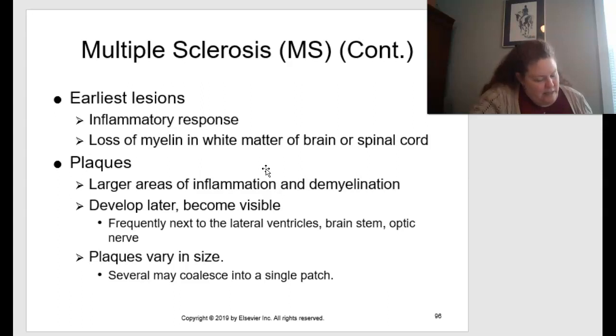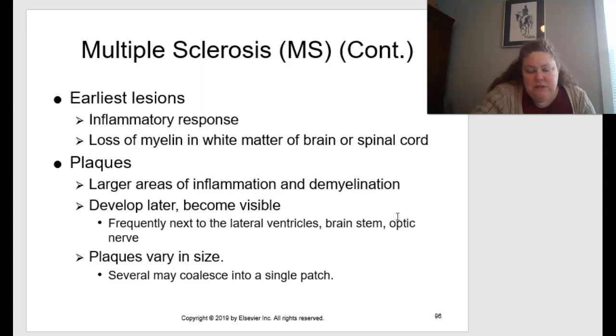Frequently they're beside the lateral ventricles in the brain, like we just saw, the brainstem, as well as along the optic nerves. Initially, the area of the plaque appears to be pinkish and have edema, but then it becomes gray and firm. The plaques are going to vary in size, and several may coalesce or converge into a single patch. The initial inflammation may subside, and neural function can return to normal after a short time until another incident occurs. In time, the neural degeneration becomes irreversible, and functions are lost permanently.